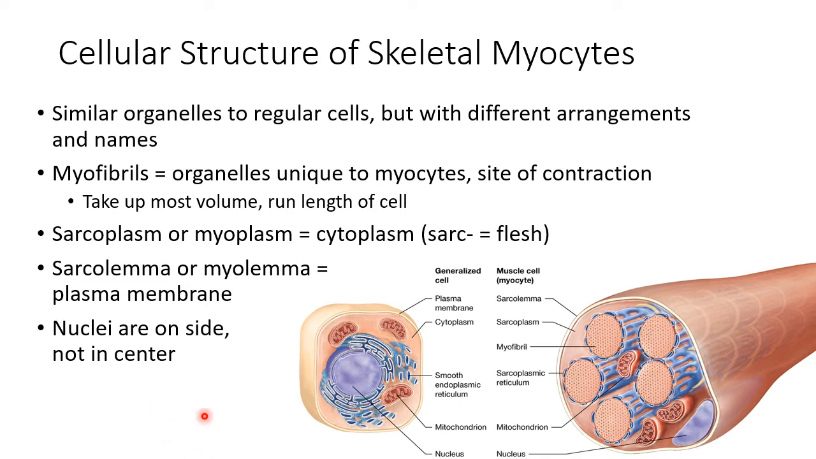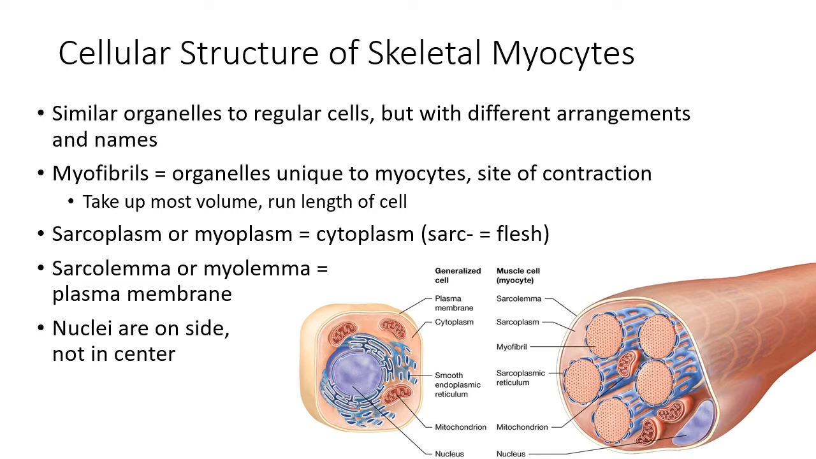Then you have kind of special names for some of the cell parts of a muscle cell. So for the cytoplasm, which is just all of the stuff inside of the cell except for the nucleus, in a normal cell that's called the cytoplasm, but in a muscle cell we call that the sarcoplasm or the myoplasm. Myo means muscle, of course, and then sarc means flesh, and we generally associate muscle with, well, the meaty part of the meat is flesh. The cell membrane of a muscle cell is called the sarcolemma or the myolemma, so that also has a special name.